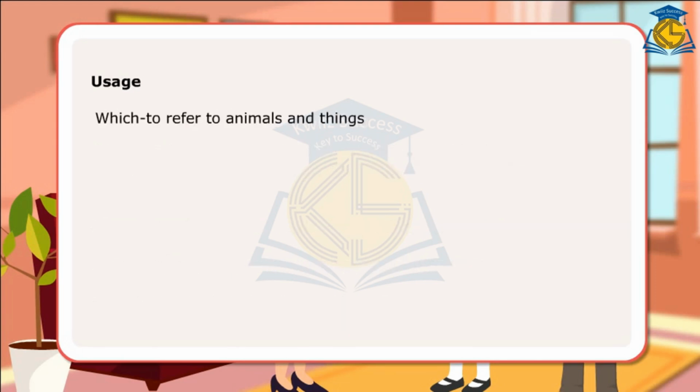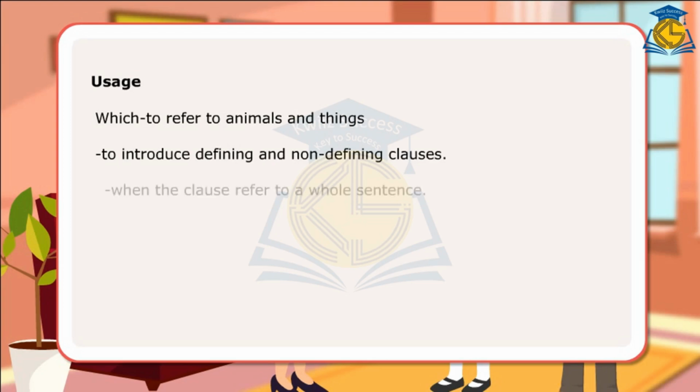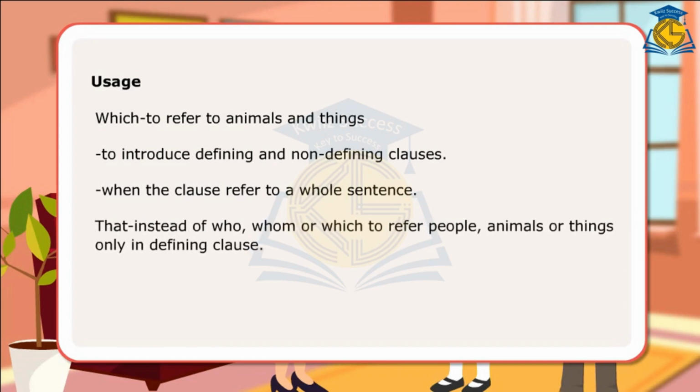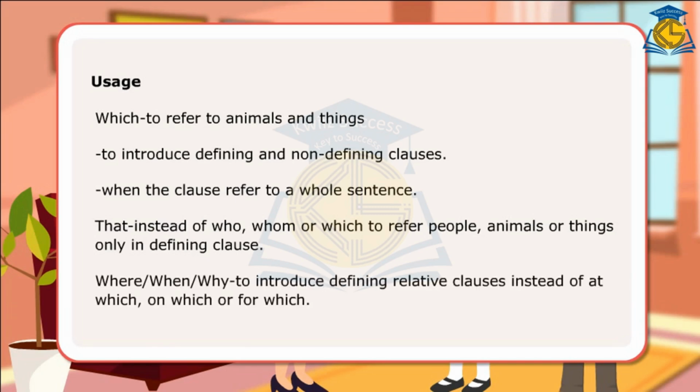Which to refer to animals and things, to introduce defining and non-defining clauses, and when the clause refers to a whole sentence. That instead of who, whom or which to refer to people, animals or things only in defining clauses. Where, when, why to introduce defining relative clauses instead of at which, on which or for which.